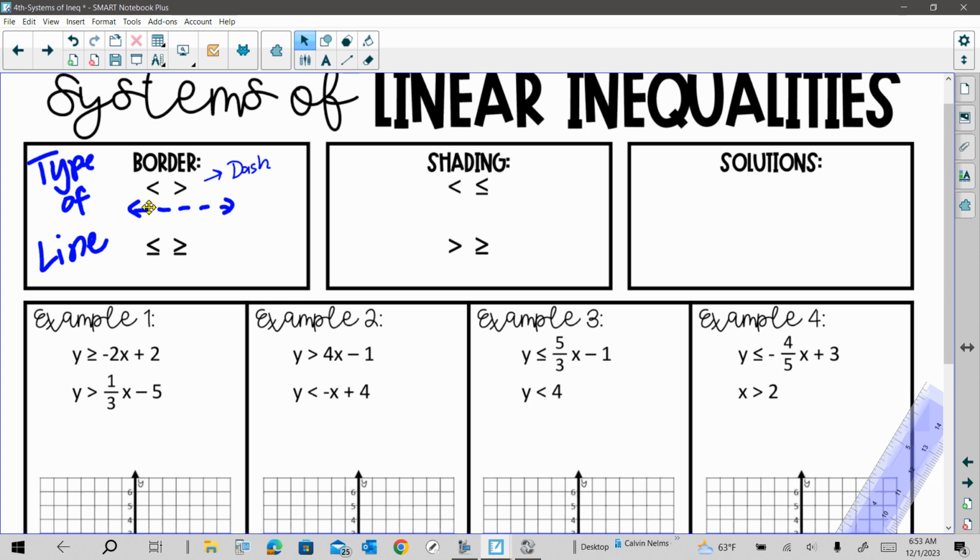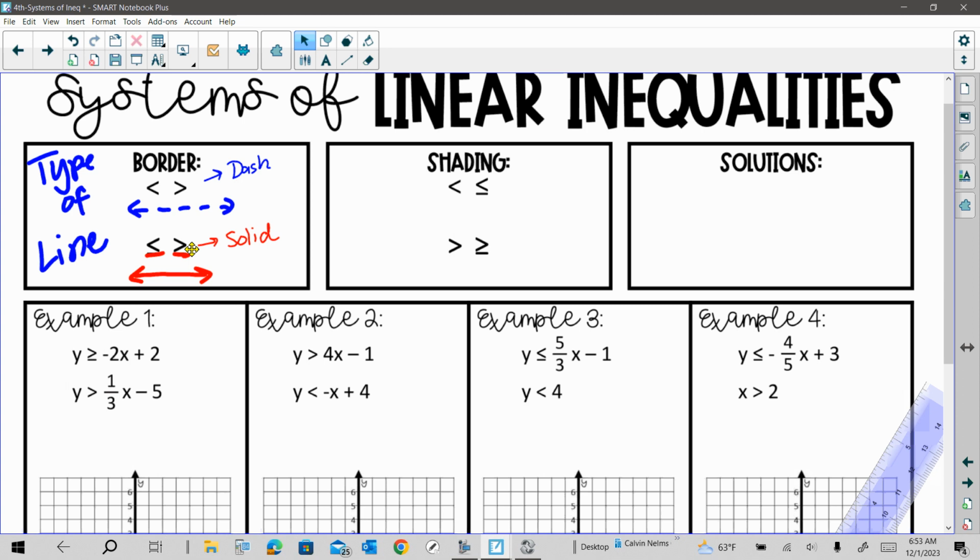So I need you to add this information to your notes page. You can pause the video at any time to make sure you have it recorded. Now, because these symbols have the line underneath, the equal to, it includes the number, so that's going to be a solid line. If you see the line underneath the symbol, we're going to draw a solid line.